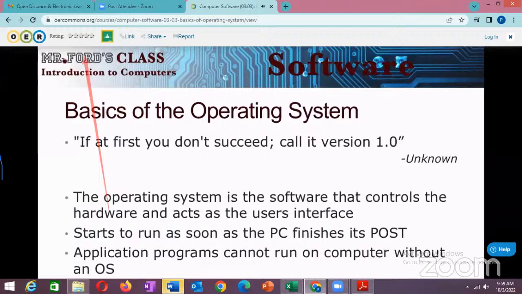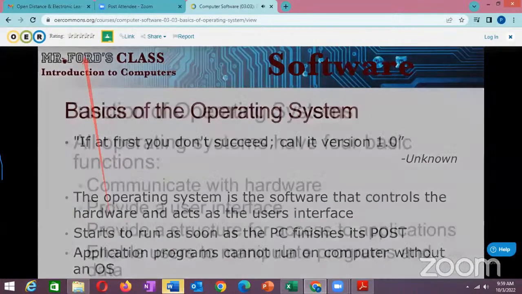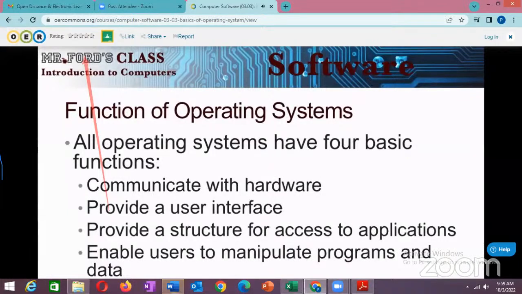It's going to start as soon as the PC finishes the POST. As soon as the POST process is done, the operating system kicks in, and that's what you're going to work with. Application programs, which we'll talk about towards the end of this series, must have an operating system in the background in order to work and be functional. The functions of an operating system include communicating with hardware, providing a user interface, providing a structure for access to applications, and enabling users to manipulate programs and data.